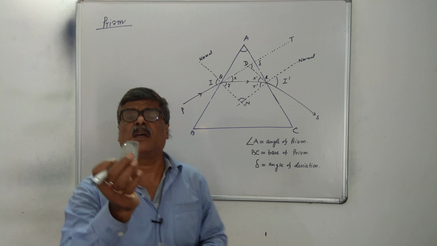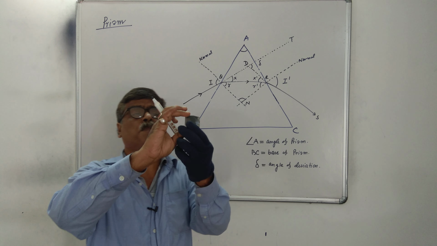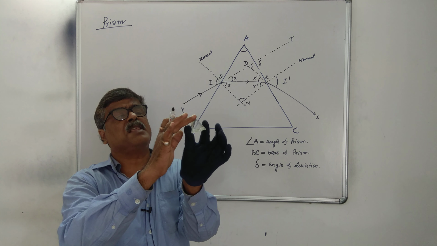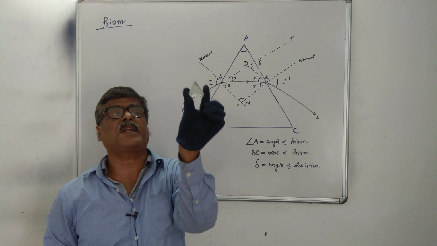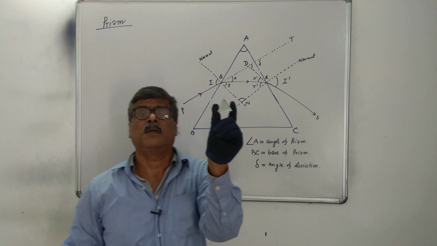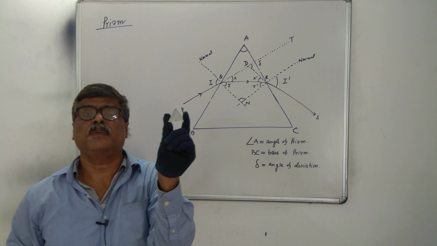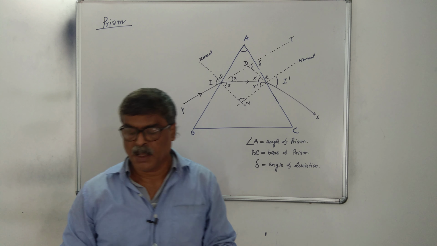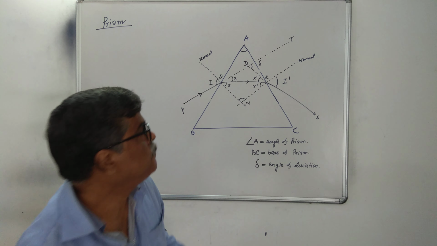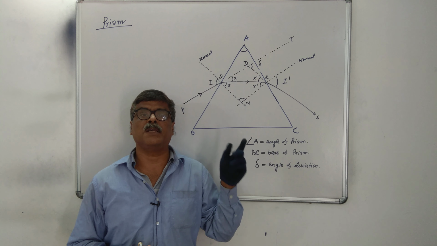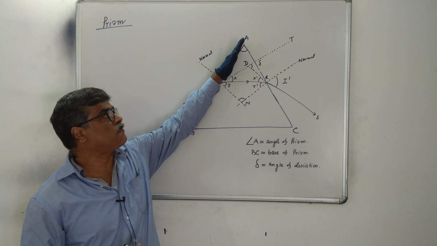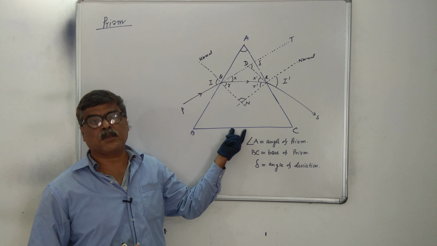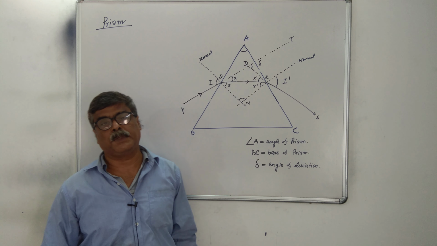This is the picture of a prism. In this prism, this is the base, these are the edges of the prism, and these are the two refracting surfaces. From this prism, we perform an experiment in our laboratory. Through the prism, refraction will occur twice. This is one refracting surface, this is another refracting surface. This is considered the base of the prism and this is the angle of prism.